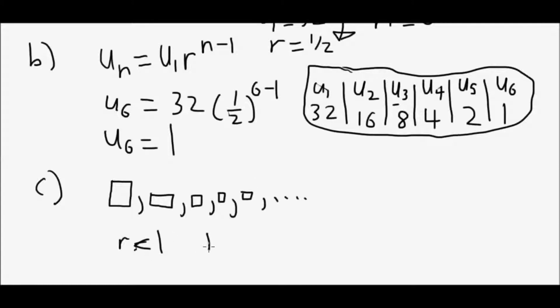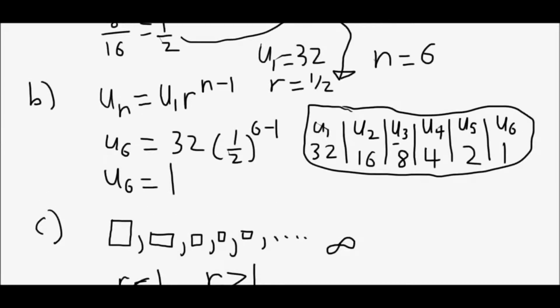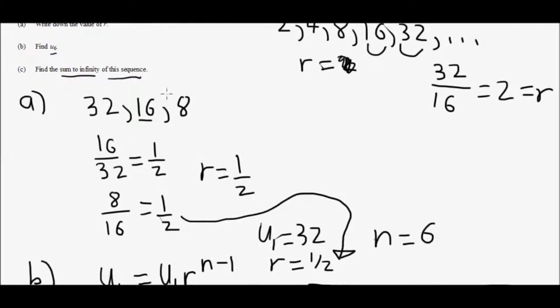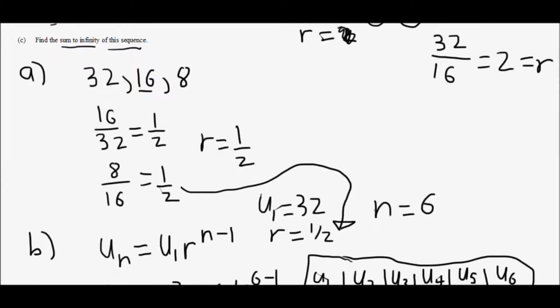Now, if r is greater than 1, that means that the number is increasing as we increase the terms. That means that the sum to infinity of this geometric sequence is going to be infinity. And that's because we're just adding a bigger number to a bigger number to a bigger number, and it'll just get increasingly large forever. And we cannot compute that. Our calculators are not able to compute that. So, we will find the formula to do this.